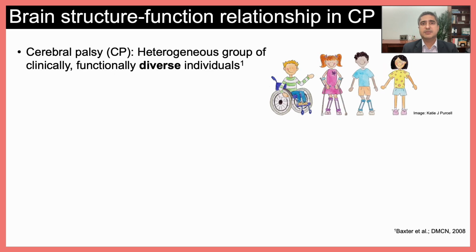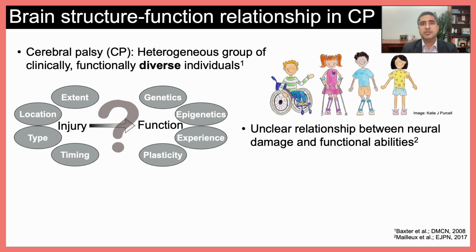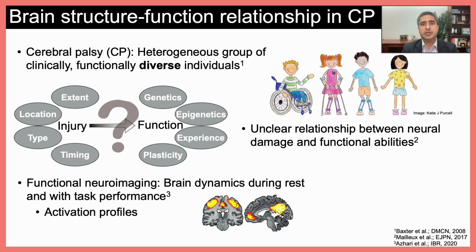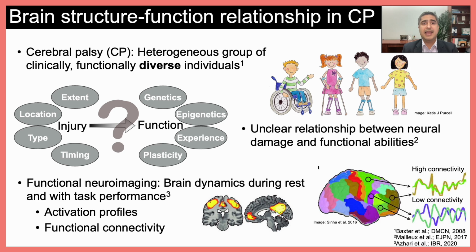Cerebral palsy describes a heterogeneous group of individuals with early brain injuries who show diverse clinical outcomes. The relationship between brain injury and functional outcomes in CP is inconsistent due to the complex interplay of neural injury factors, genetic makeup, and experience-dependent neuroplasticity. Functional neuroimaging can provide insights into brain behavior relationships in CP, both through brain activation profiles and functional connectivity maps that reflect synchronized activity across different brain regions.